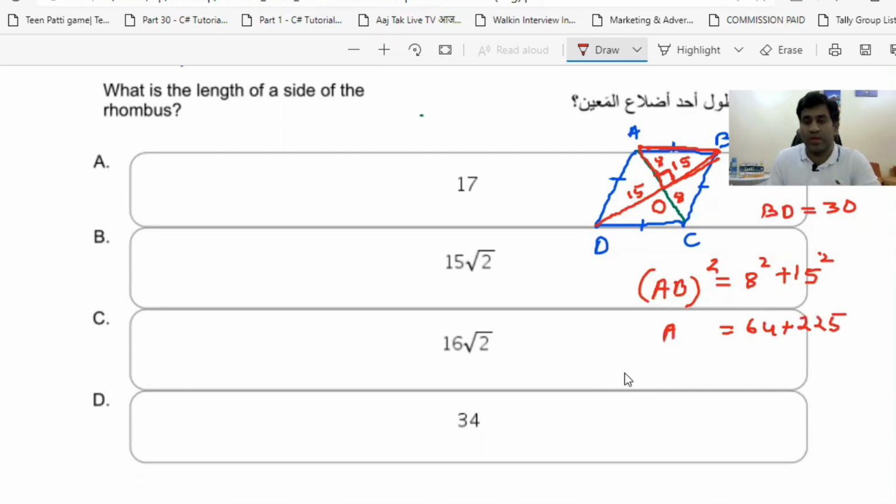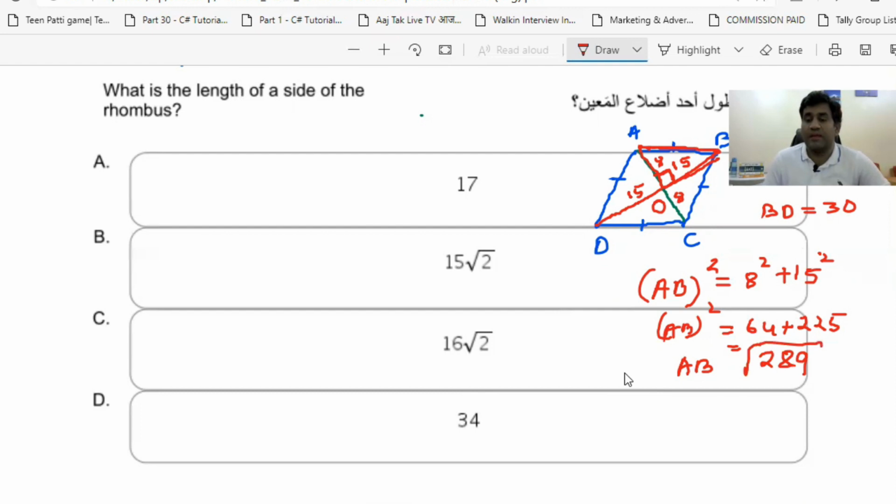So AB square, it's basically this one. So 64 plus 225. What result are you going to get? 64 plus 225 is going to be 289 after adding them. Then AB is equal to the square root of 289.